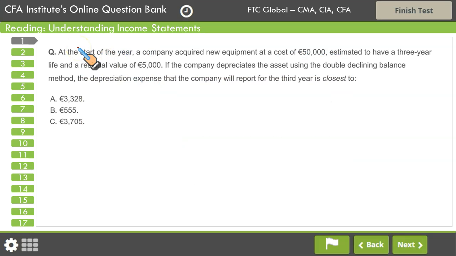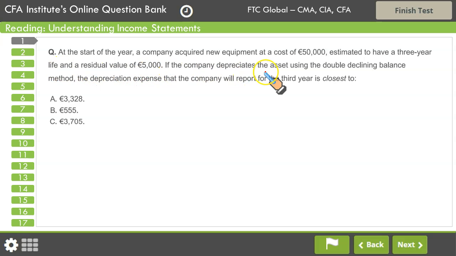Your next reading is Understanding Income Statements. Question number 1. At the start of the year, our company acquired a new equipment at a cost of 50,000 euros, estimated to have a 3-year life and a residual value of 5,000 euros.